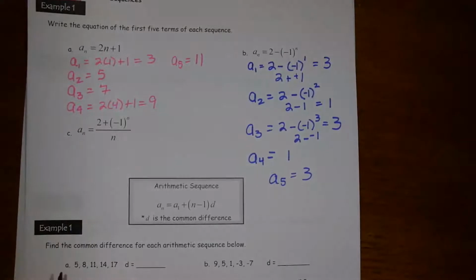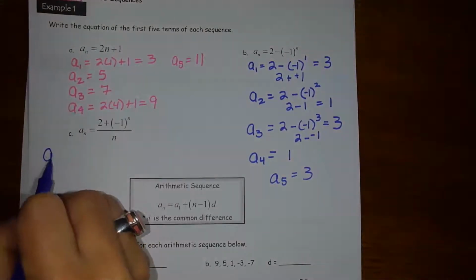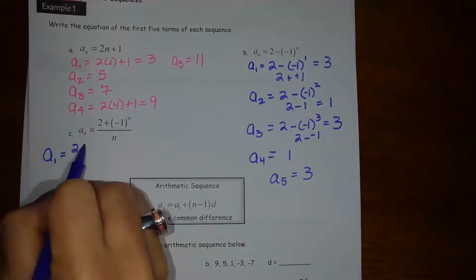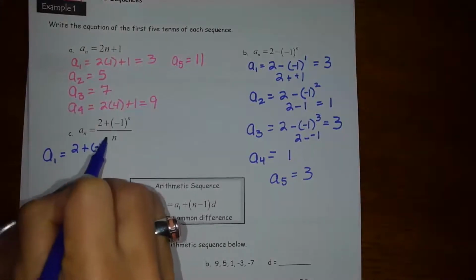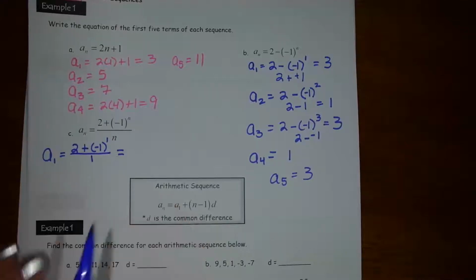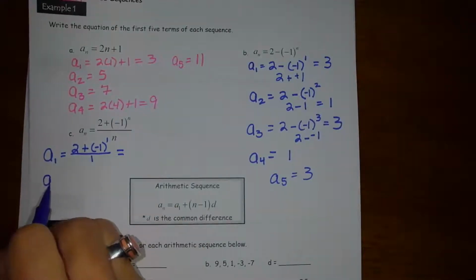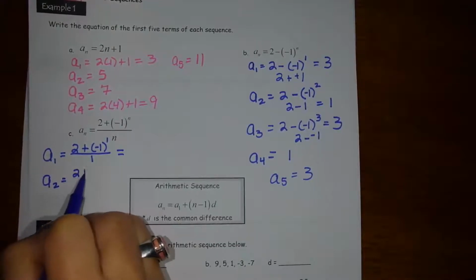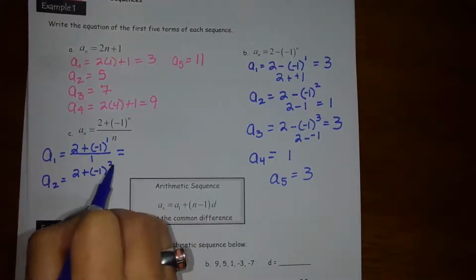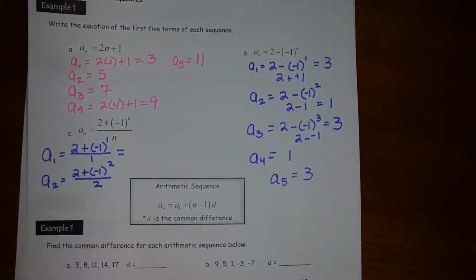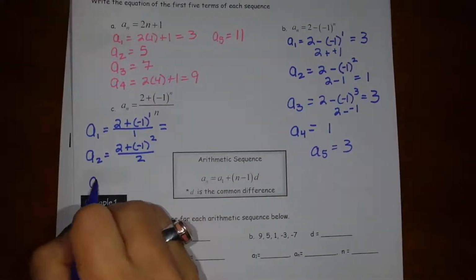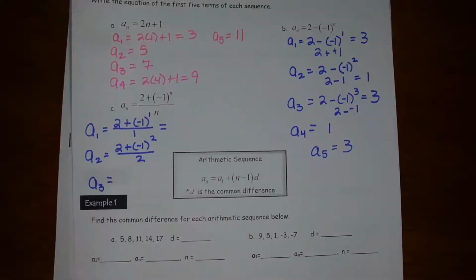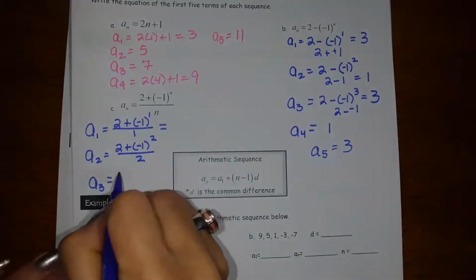Okay, what about this one? Well, just plug them in, right? A1 equals 2 plus negative 1 to the first over 1, right? A2 is 2 plus negative 1 to the 2 over 2. So take a second and let's do those. Again, we're simply plugging a number in. We're getting used to an equation and all the different sequences. These aren't necessarily special yet. We'll get into our special ones in a minute.